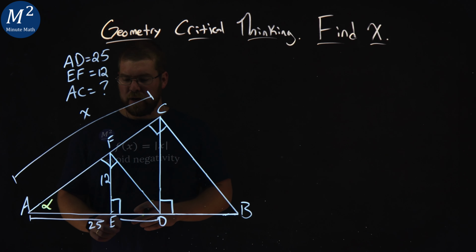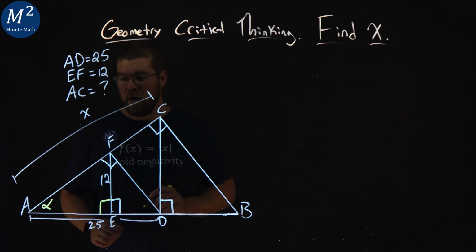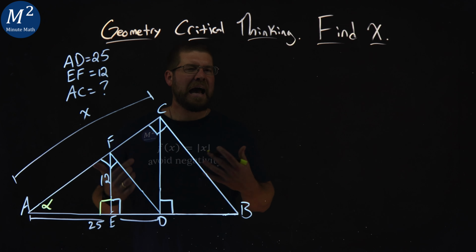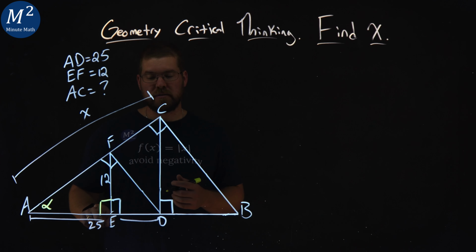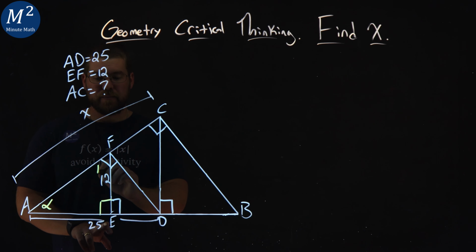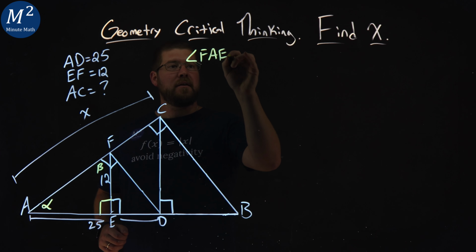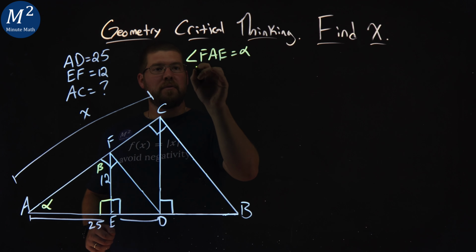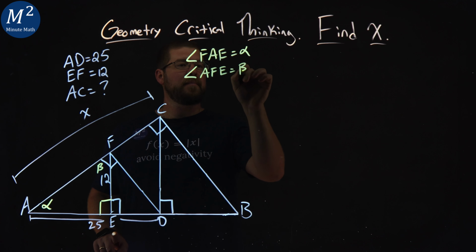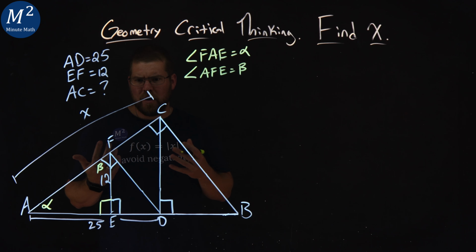Now, because triangle AEF is a right triangle, notice right here, right angle here, so this must be a right angle here, we know that alpha and this angle right here must be complementary. They must add to 90 degrees, because this is already 90 degrees. So if that's the case, AFE, let's call beta. So I'm saying here that angle FAE is equal to our alpha, and angle AFE is equal to beta.